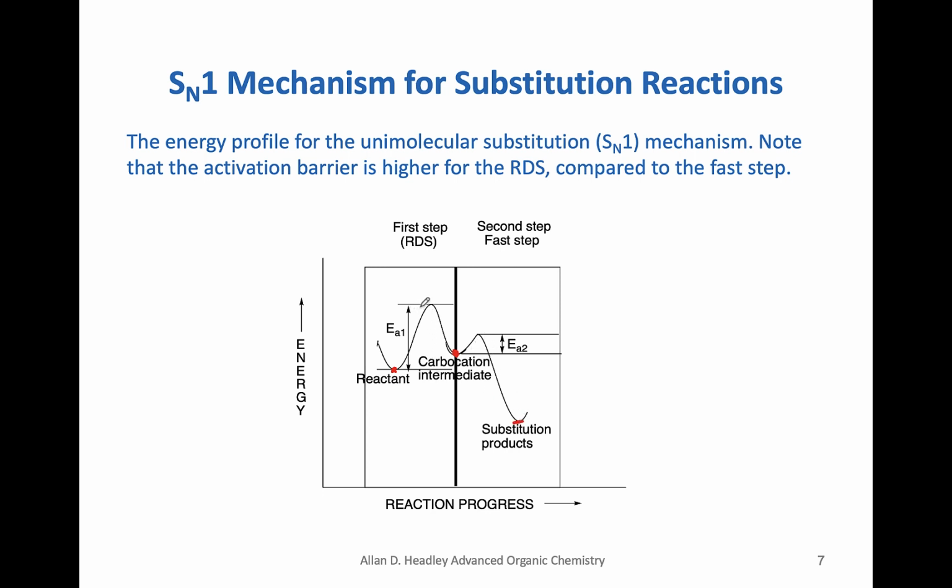Notice that this activation energy here is pretty high compared to this one. So that is why this step is the slow step. And you will recall from Gen Chem that the larger the activation barrier, the slower the reaction. So this is really the RDS right here, and this step here is the fast step. That's why the activation barrier here is much smaller.